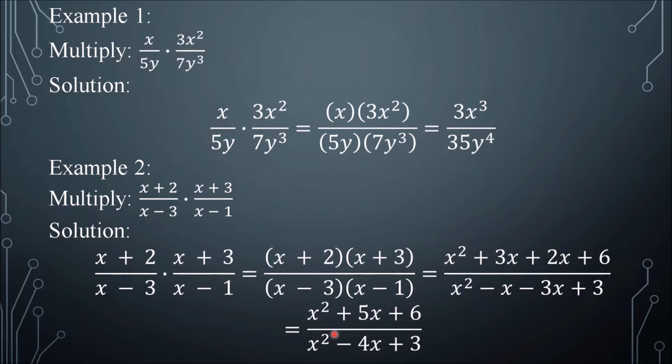Now, for the denominator, x times x, x squared, x times negative 1, negative x, negative 3 times x, negative 3x, negative 3 times negative 1 is positive 3. Simplifying that, combining 3x and 2x, that's 5x. Combining negative x minus 3x, that's negative 4x. So the final answer is this.